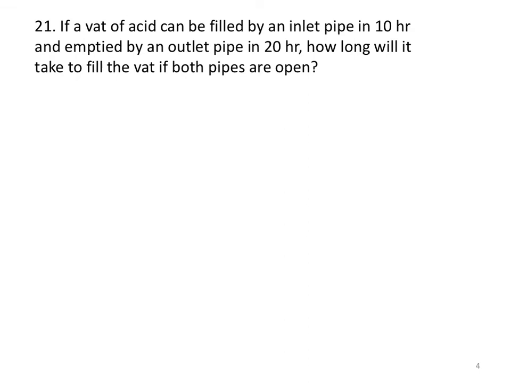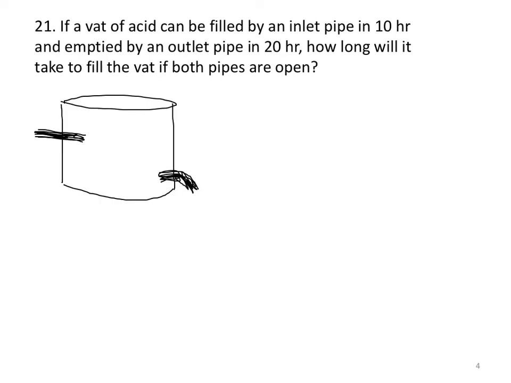A vat problem is like a work problem, only you have stuff coming in and stuff going out, and that means there's going to be a subtraction somewhere. So I always like to draw a picture. You have a vat of acid, and it's filled by this inlet pipe in 10 hours, but it's emptied by an outlet pipe in 20 hours.